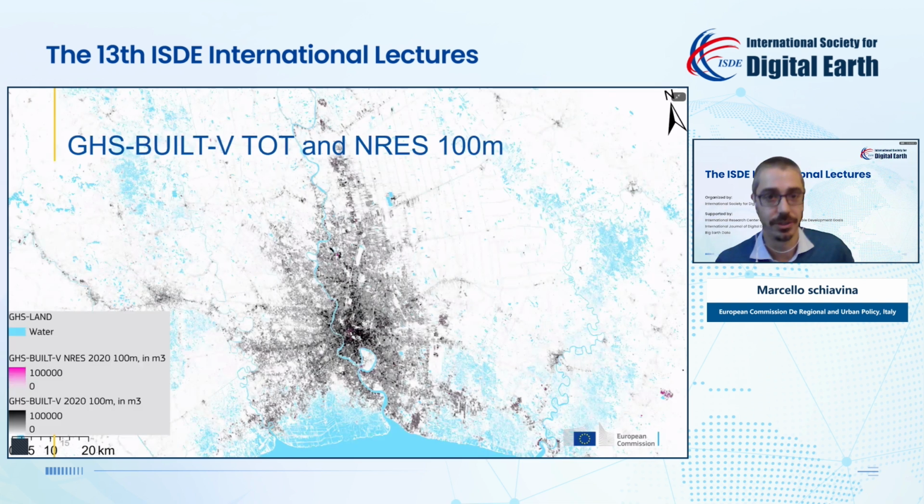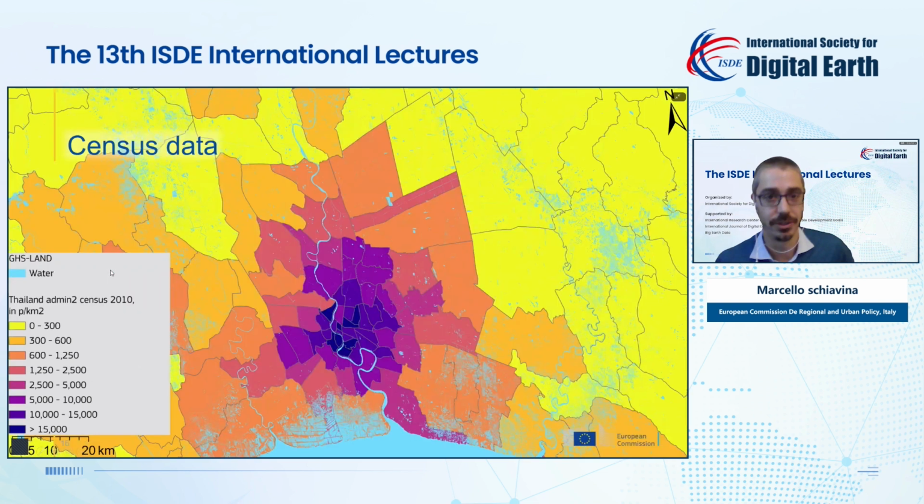Here are some images of the process in the area of Bangkok, Thailand. Here you see the built-up volume in black, the total minus the residential in purple, and this was our ancillary layer. Then we have the census input in the same area. You see the polygon with the population density from the census round of 2010 in Thailand.